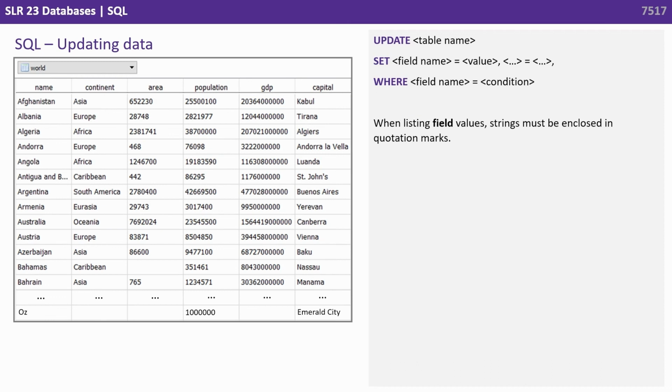You can also update or modify the contents of a table with the update command. So here we say update and give a table name, and then we use the set command. Set a particular field name to the following value where the field name equals a given condition. And again, when listing field names, remember strings must be in quotation marks.